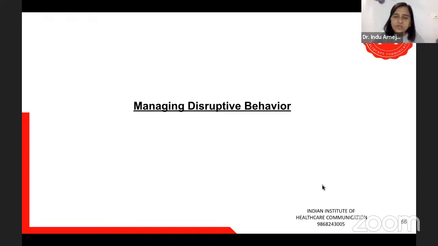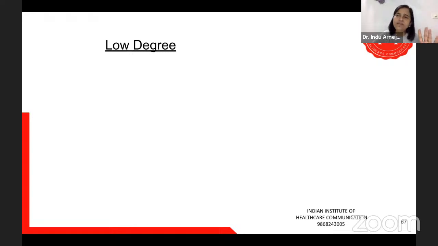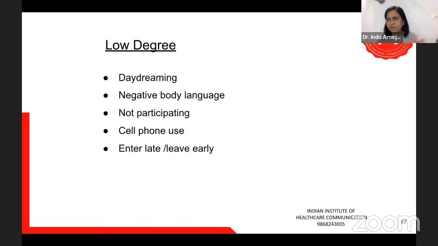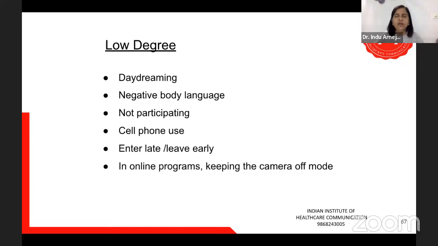Okay. So we can actually categorize disruptive behavior into 3 categories. One is the low degree. When we say low degree, you will have people who are daydreaming, who are just not having the right body language. They'll give facial expressions where you can make out they're not interested, but verbally they will normally not say anything. They will not participate. They will stay withdrawn, or they will be using a cell phone, or they may be doing something on paper, busy with their work. They may enter late, they may leave early, but they will otherwise not disrupt you actively. So this we can call a low degree of disruption.